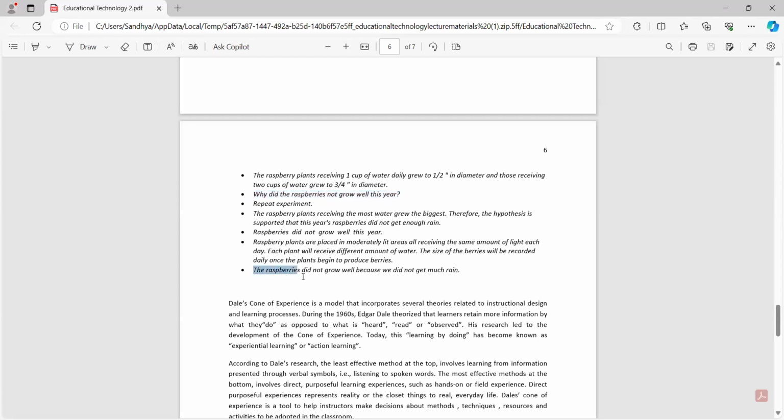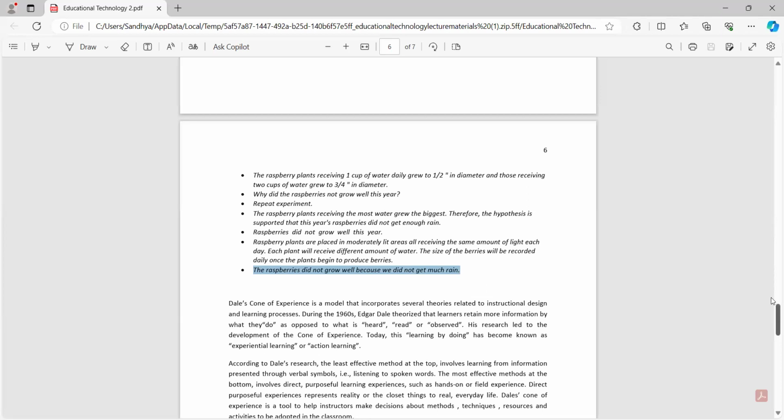Now we have gathered facts. After gathering facts, we form a hypothesis about why the raspberries did not grow well. So why did the raspberries not grow well this year? You research. Second step. Ask people, read and all that. From that information you form a hypothesis. The hypothesis says raspberries did not grow well because we did not get much rain. That is the hypothesis. Am I right?